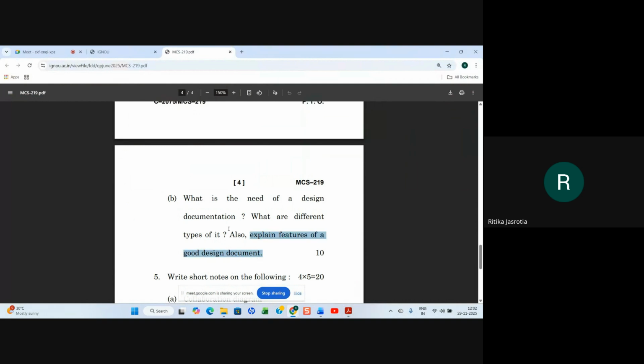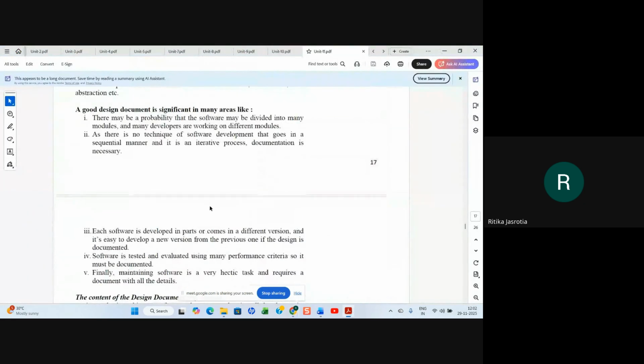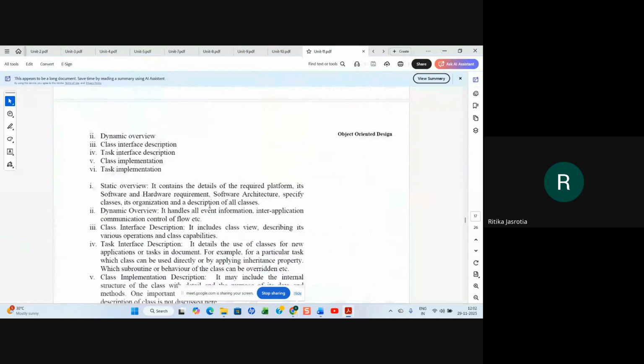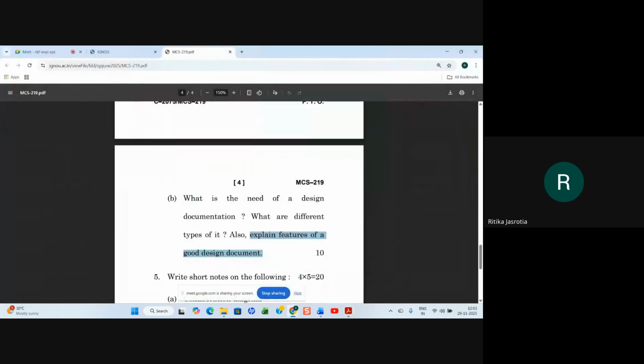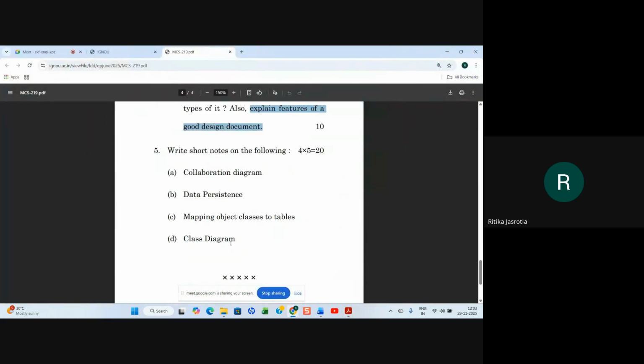And what are the different types of design documents? We have seen them: user documentation, system documentation, and project documentation. These are the different types, right? Then the fifth question is: write short notes on the following, collaboration diagram.